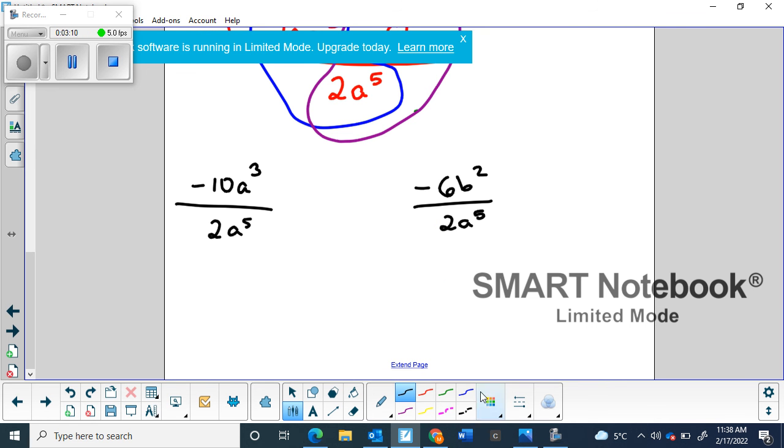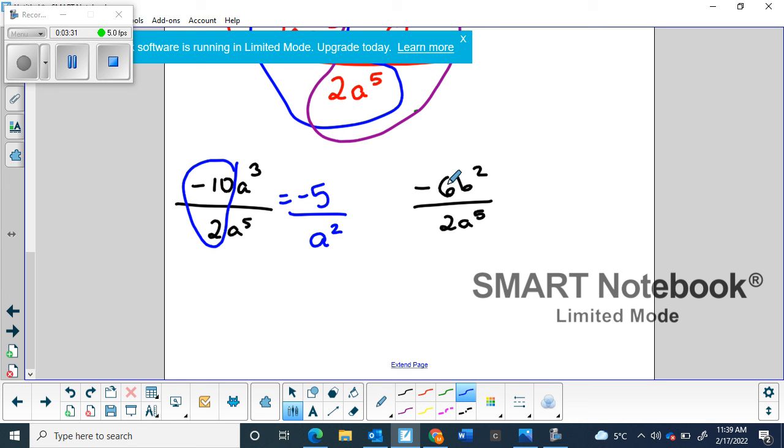Now, I'm going to solve these the same way. So negative 10 divided by 2 is negative 5. But now I have 3 a's on the top and 5 a's on the bottom. When I cancel, I'm actually going to be left with 2 a's on the bottom. So I'm going to have to leave this as a fraction, negative 5 over a squared.